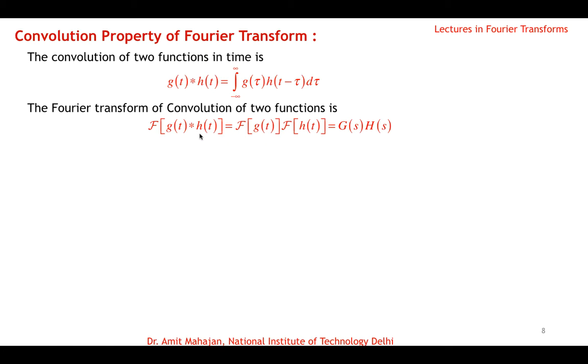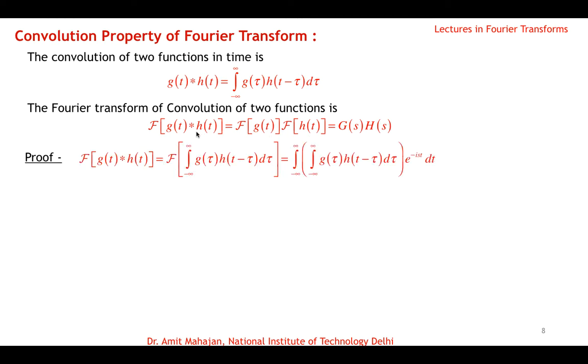Okay, so I'll just give a proof of this result, that the Fourier transform of the convolution of two functions is the product of their individual Fourier transforms. Start with the left hand side, the Fourier transform of the convolution of two functions. By definition the convolution is this integral, so we can substitute it into the Fourier transform. And by definition, the Fourier transform of any function is the integral from minus infinity to infinity of that function times e raised to the power minus i s t dt.